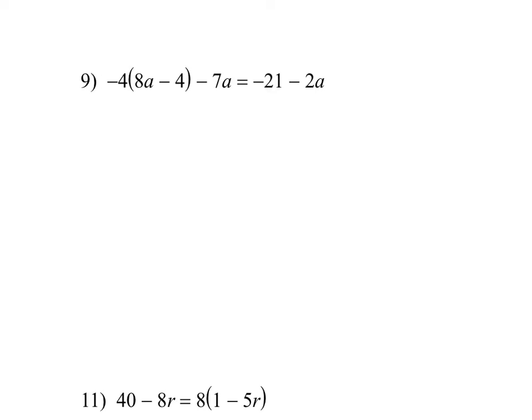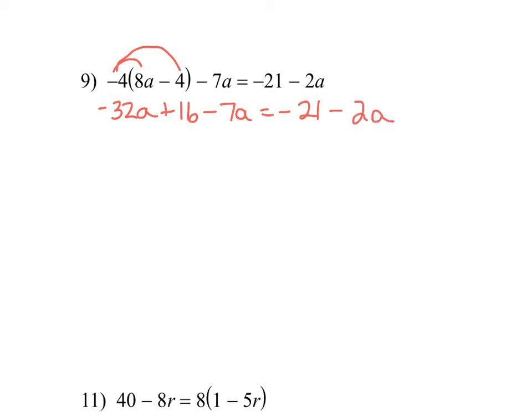Now we get a little bit longer equation. The idea is the same though. First thing we're going to do is distribute, then combine like terms, and then start moving those variables around. Okay, so again, just being really meticulous with our signs. Negative 4 times 8a is negative 32a. Negative 4 times negative 4 would be plus 16. Minus 7a equals negative 21 minus 2a.